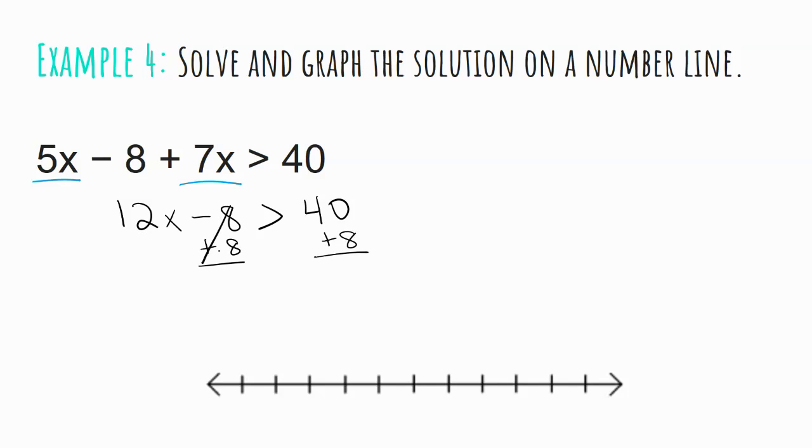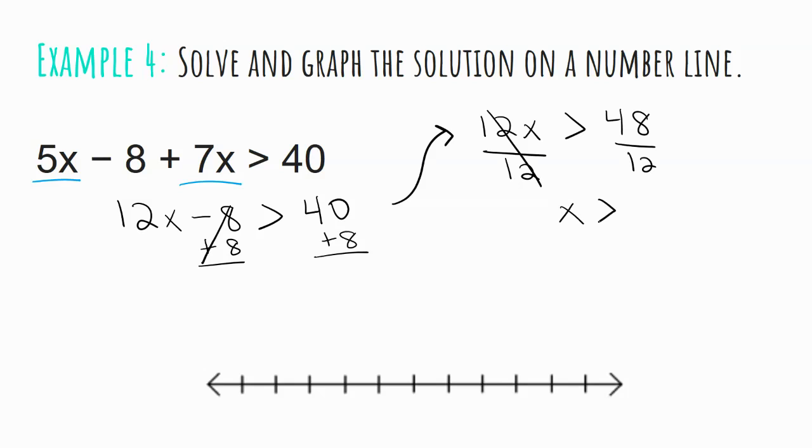These are going to cancel. I'm going to move this up here so I don't run out of room. Then what I have left is 12x is greater than 48. Now to undo multiplication, I need to divide both sides by 12. The 12 will cancel. And then I'm going to be left with x is greater than 4. Now again, notice I didn't flip the sign because I divided by a positive number, not a negative.